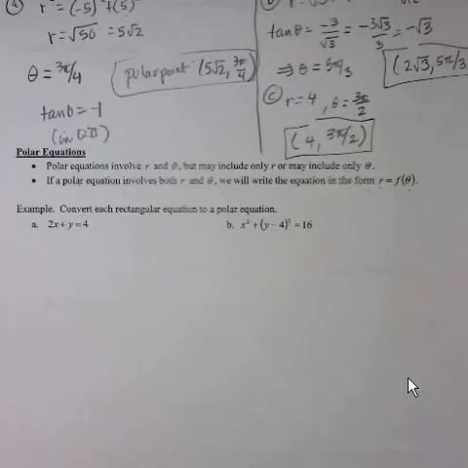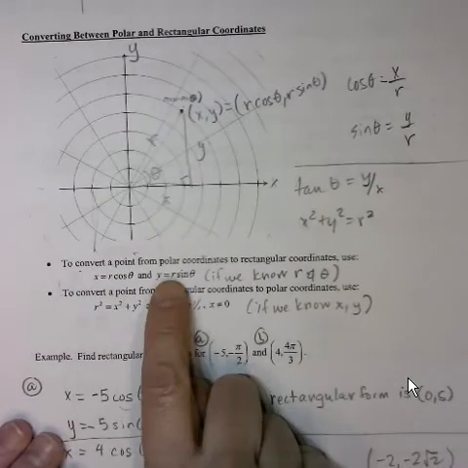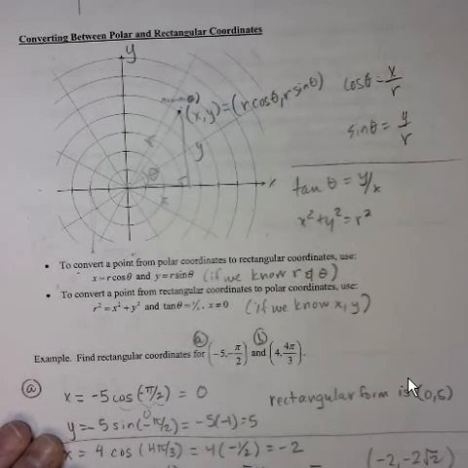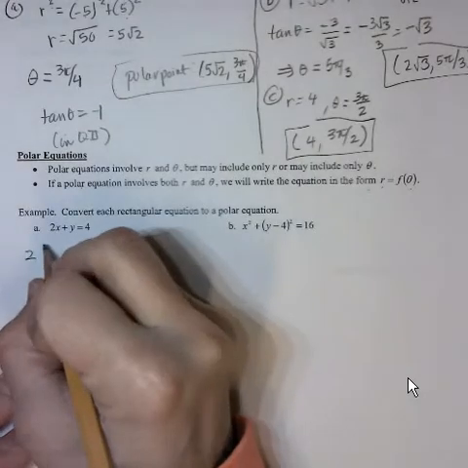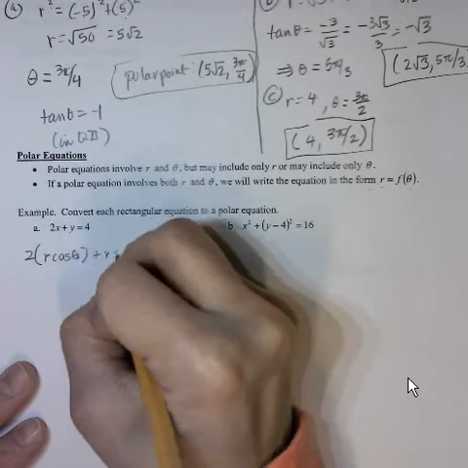All right, so we're going to convert these to polar form. They are in rectangular form. And so all we need to do is use the formulas for x and y that we derived. Right here, x is r cosine theta, y is r sine theta. We want to get out the x's and the y's, replace everything in terms of r and theta. So this first one will be 2 times r cosine theta, and you can drop the parentheses, plus r sine theta equals 4.